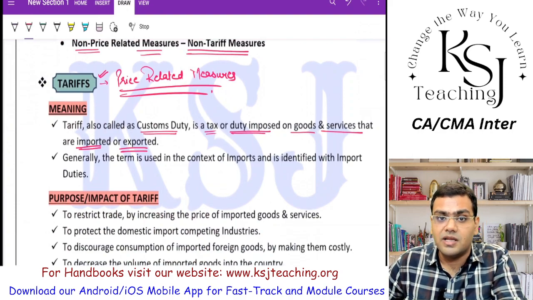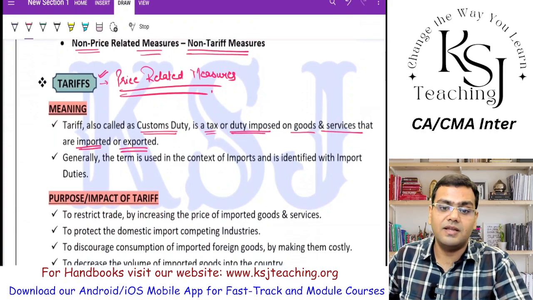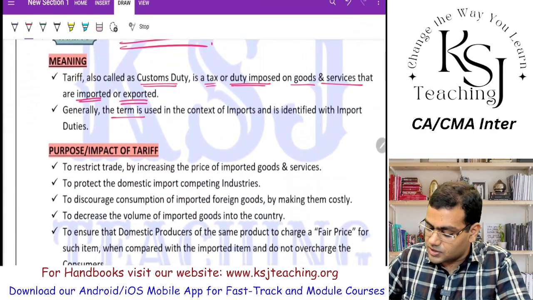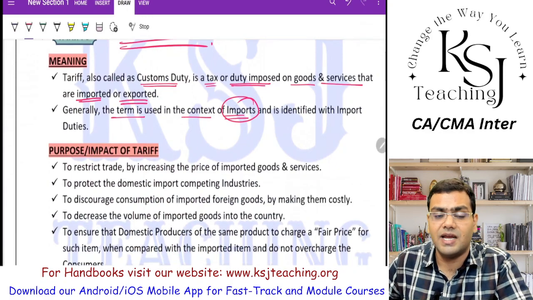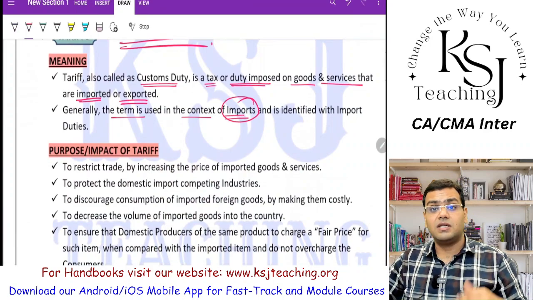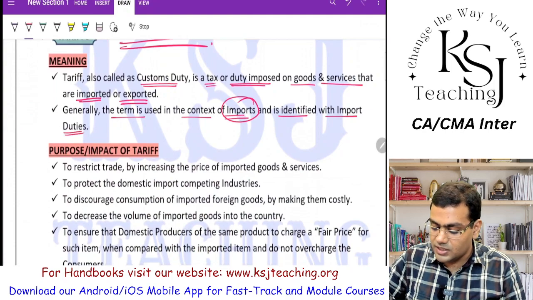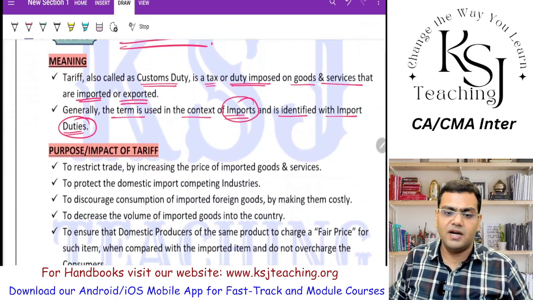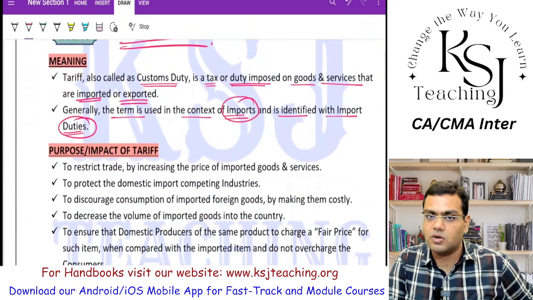The tax. Now, how does the government control import or export? They can increase the tax, they can reduce the tax. Accordingly, they try to control imports and exports. Generally, the term is used in the context of imports. Normally, when we are importing goods, at that time we say we have to pay the customs duty on the imports, right? And it is identified with import duties. It is also known as import duty because normally we identify it with imports and not exports, so we call it import duty also.